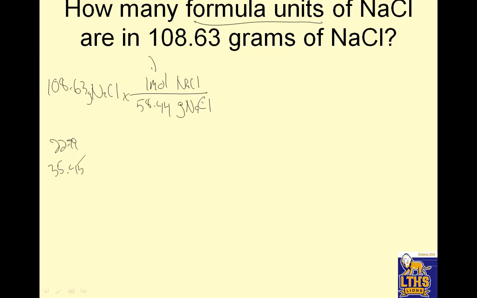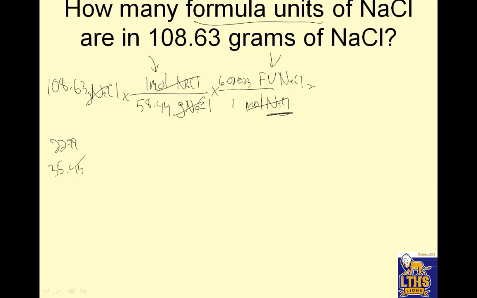Now I'm trying to get into formula units. So remember, I'm always going to go through moles. So I'm in moles. Now I'm going to get out of moles, and I'm going to use another equivalency. Formula units, 1 mole equals 6.02 E23. And this is moles of NaCl. I used formula units because it's an ionic compound. And I'm in formula units, which is what I want. Just to emphasize this, grams cancel, moles cancel, and I'm left with formula units.